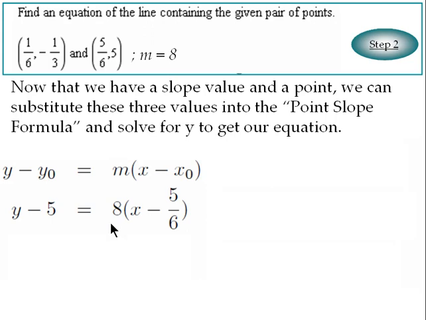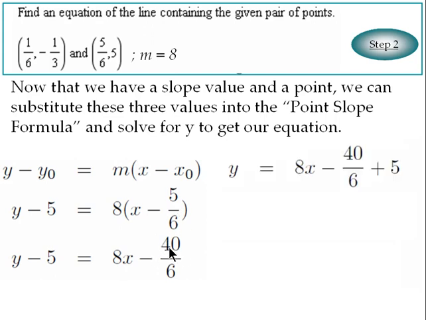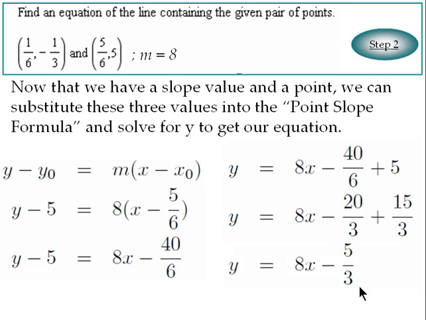Then I distribute that 8. 8 times x is 8x. 8 times 5/6 is 40/6. I would add 5 to both sides to get that y by itself. And then, let's see, this could be reduced, find a common denominator. Reduce this, it's 20/3. Write 5 as thirds, it's 15/3. And I combine my like terms. Negative 20 plus 15 is negative 5. So I'm going to end up with negative 5/3 there. And that's it. This is my final equation through those points.